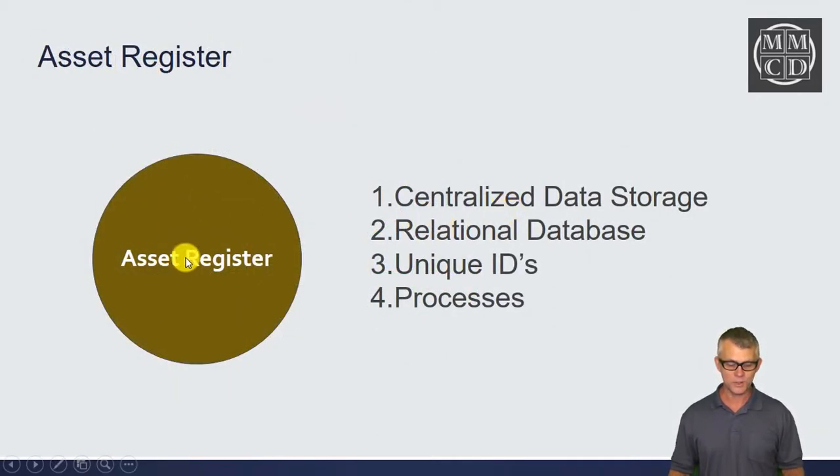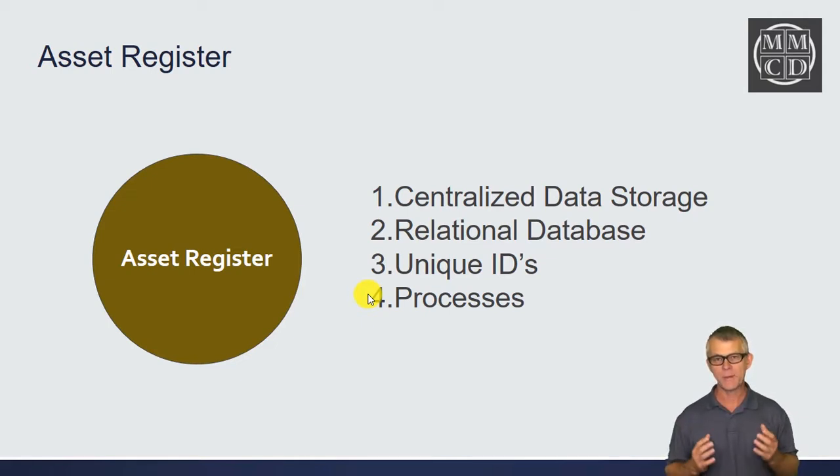Now, the asset register: ideally centralized data storage or a set of relational databases, but the key is unique IDs and processes. What we don't want is different divisions within an organization maintaining their own attributes and their own information on the same asset.